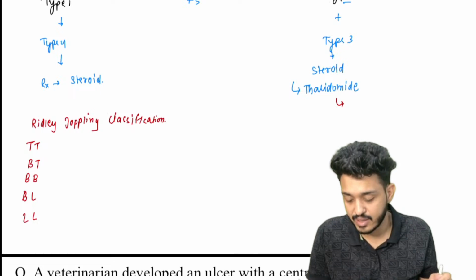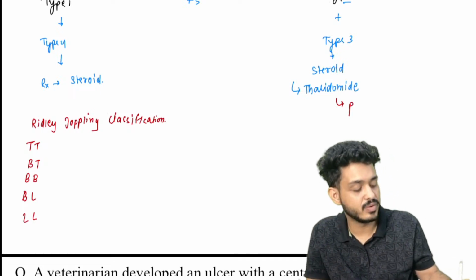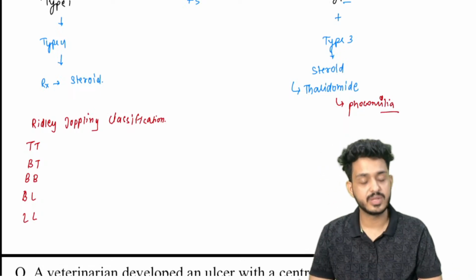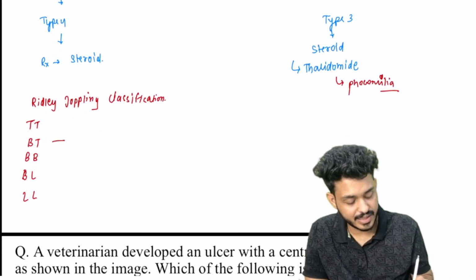Very good. That is phocomelia. Phocomelia is the side effect. Limb deformity will be there in the patient. So these are the things in the children, right?